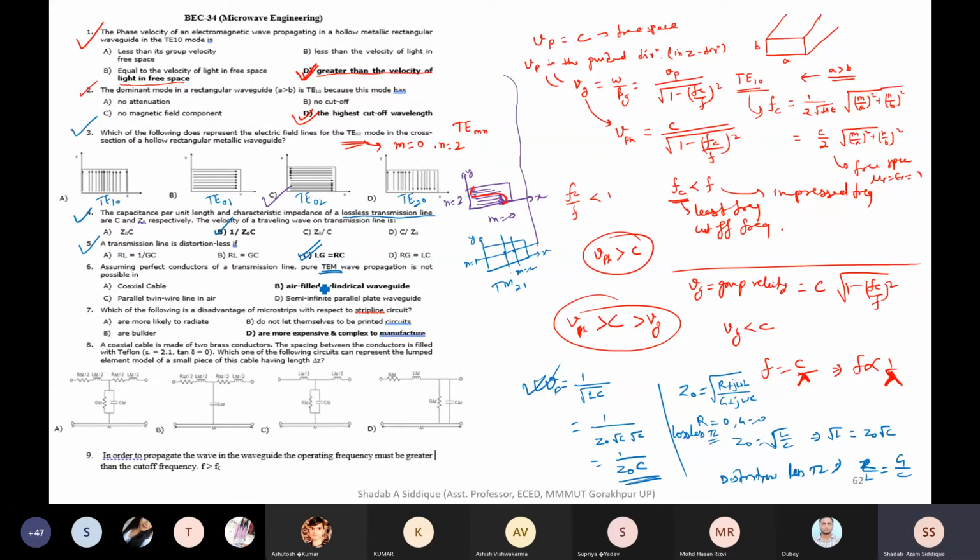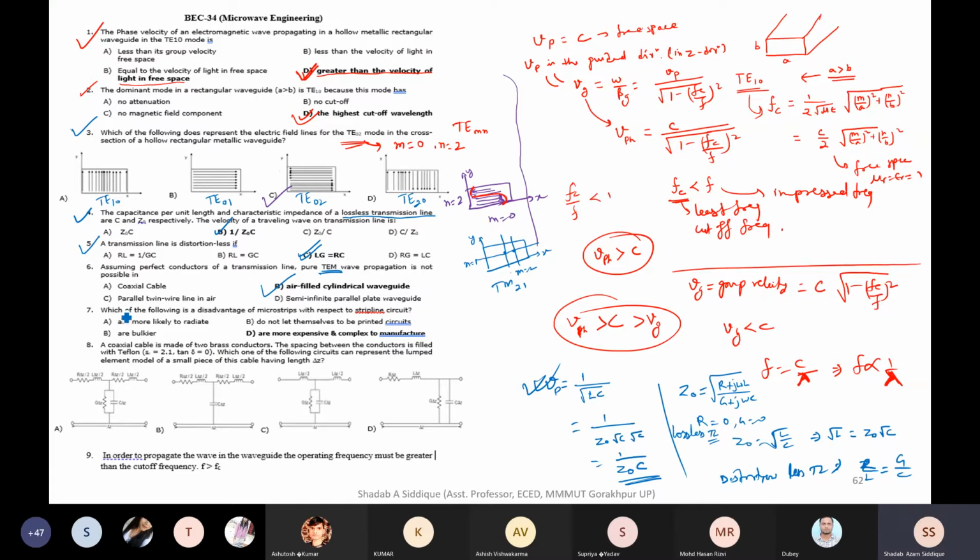So pure TEM, I told you, for the waveguide, maybe rectangular or circular, for both the TEM wave is not possible, because it is propagating along the Z direction, and a TEM wave has Ez equal to 0, Hz equal to 0. So the electric field and magnetic field components in the Z direction are equal to 0. So there is no TEM wave propagating inside this cylindrical waveguide. So that is the answer for this one.